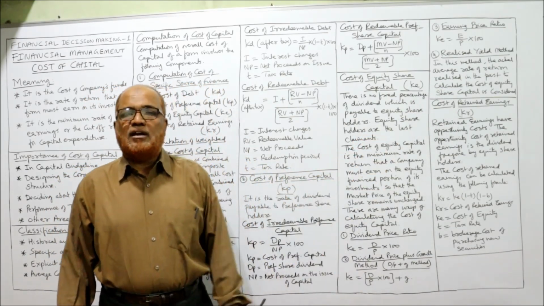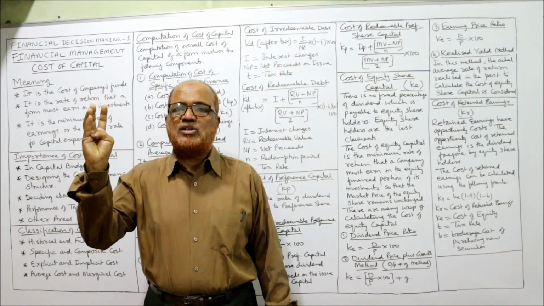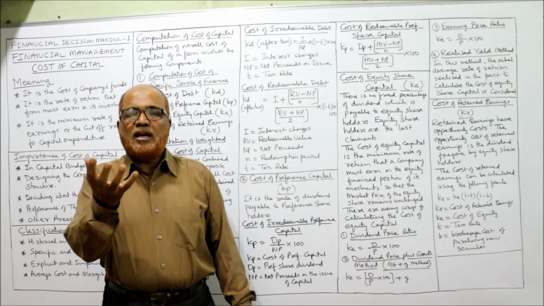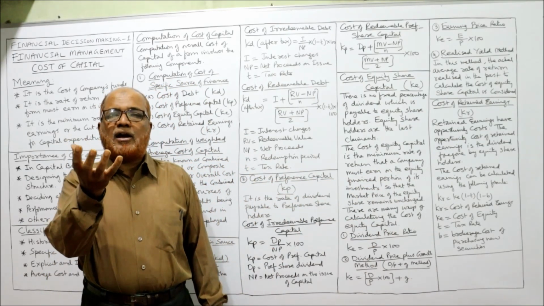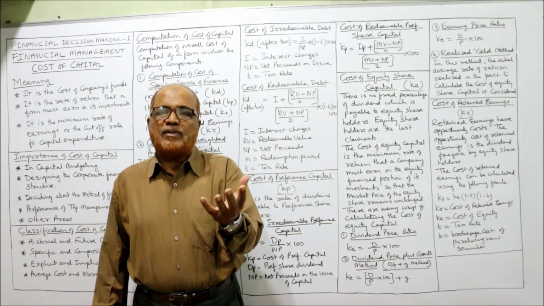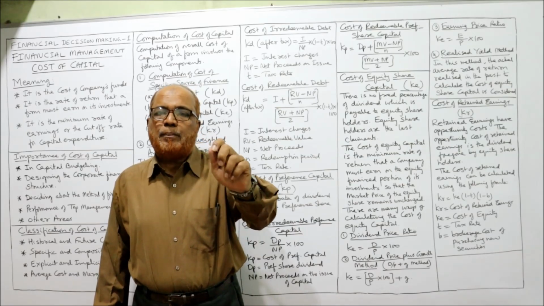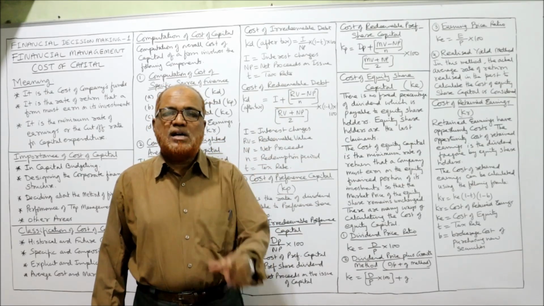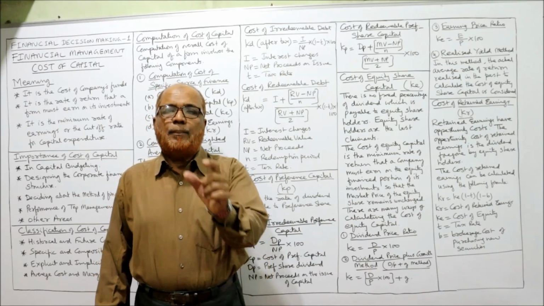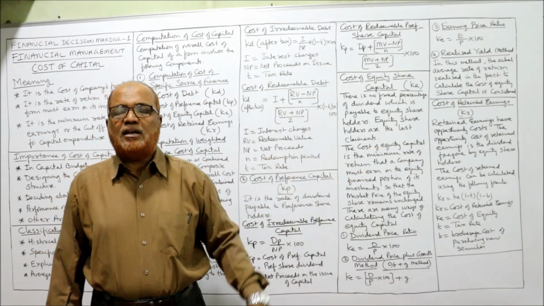Next, cost of retained earnings. So we have completed cost of debentures, cost of debt, cost of preference, and cost of equity. Now cost of retained earnings. Retained earnings are the ploughed back profits. Every year the company will earn some profits. Out of the total profit earned, some part will be paid as dividend to shareholders and some part will be retained by the company. The part of profit which is retained by the company is called retained earnings.